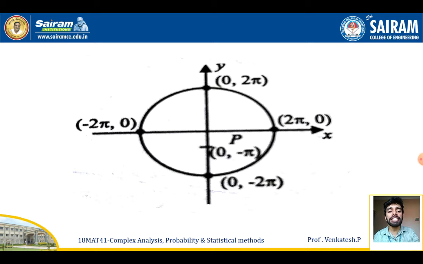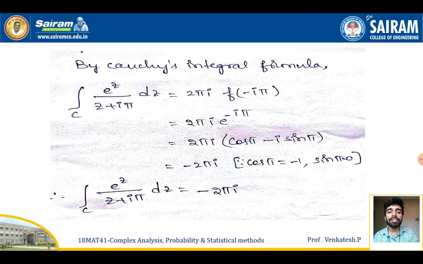If the point lies inside the circle, the formula will apply. In the same way, if the point lies outside the circle, here or here or here, the integral will be 0. Since here the point lies inside the circle, I can find the value now. Replacing a is equal to minus i pi, we get 2 pi i into, since the function f of z is e power z, e power minus i pi. The formula for e power minus i pi is cos pi minus i sin pi.